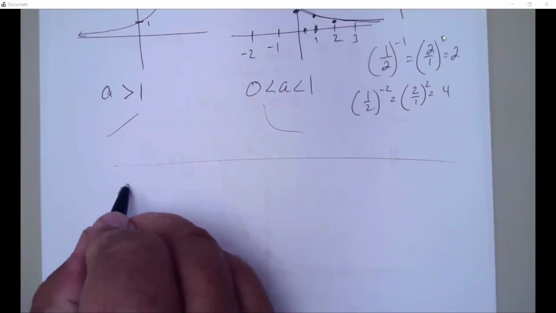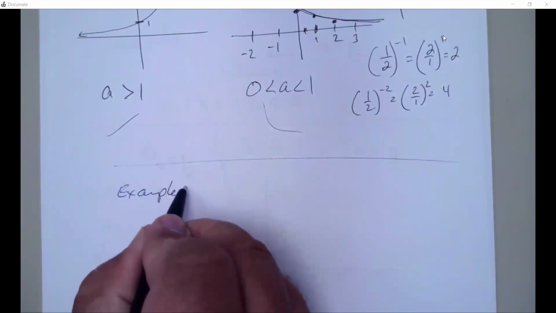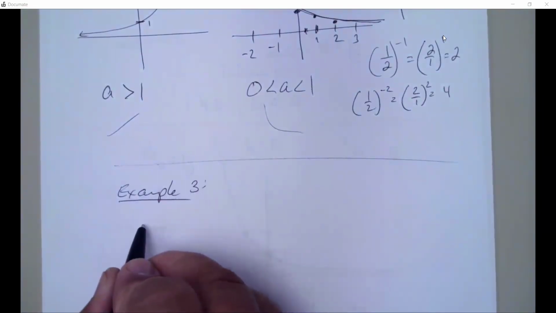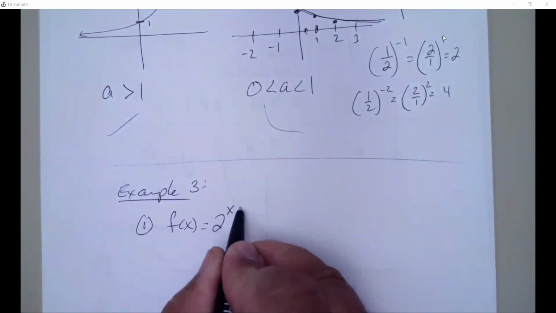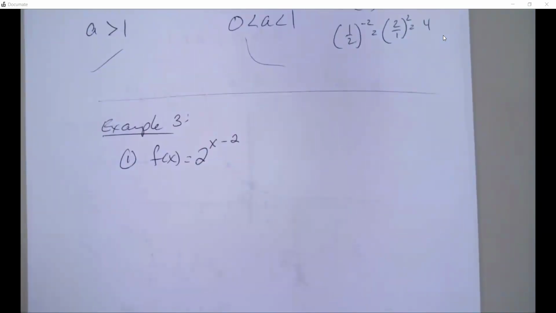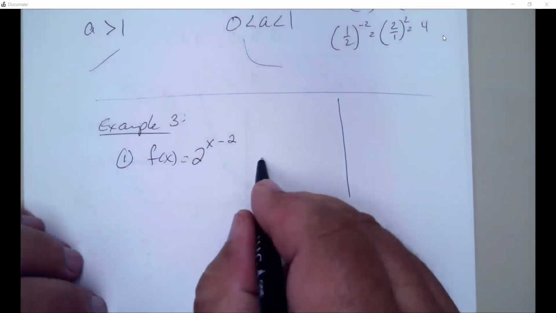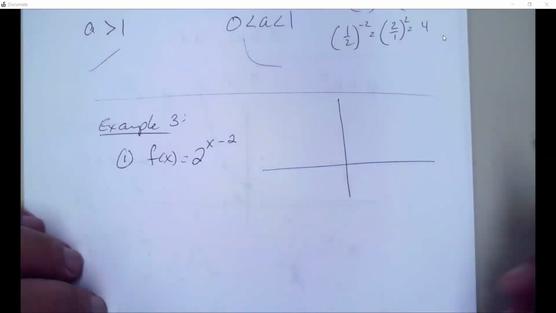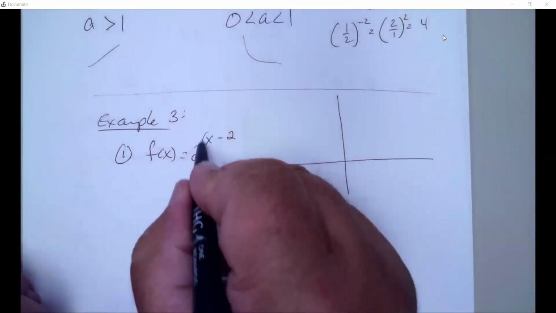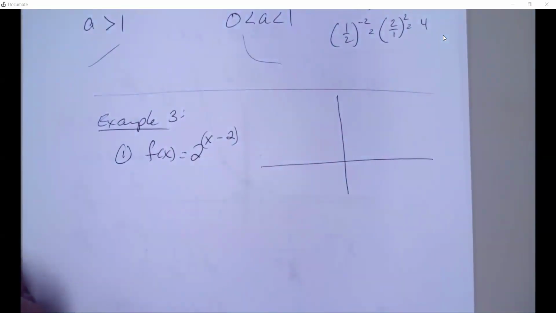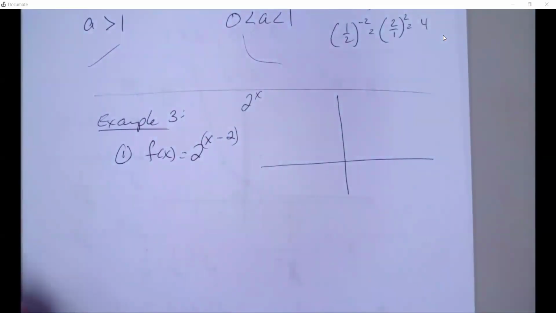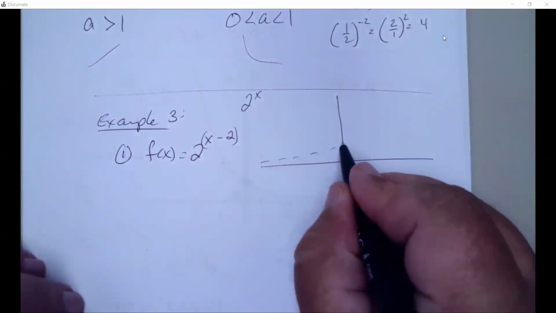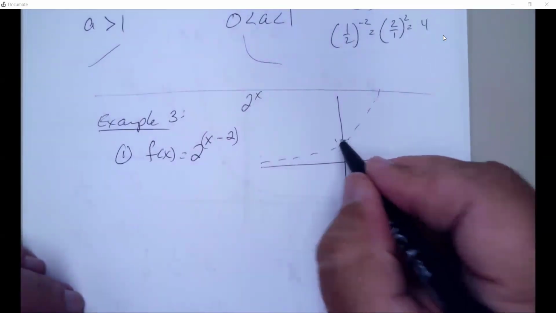How about this one? Now, example 3. Now we have transformations. Graph this one. That is an exponent. How does it relate to the original function of 2 to the power x? 2 to the power x looks like this, and it crosses at 1.